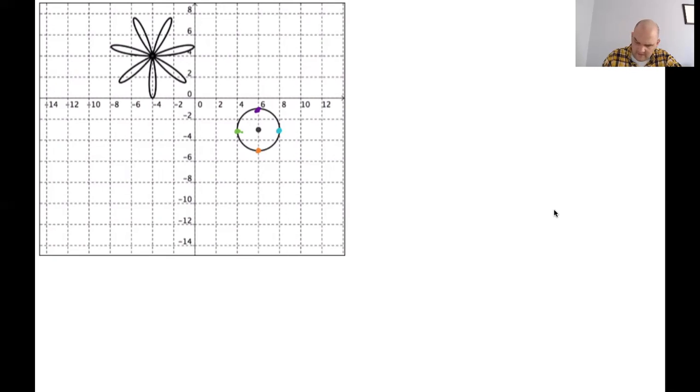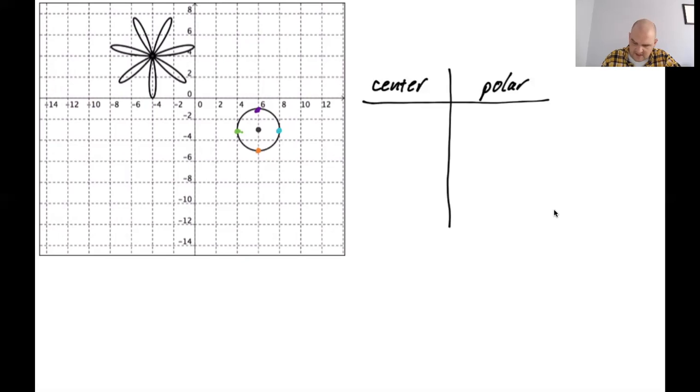I'm fairly confident. So if the center is here, then the polar curve will be this. We're going to make a table. Okay, so if the center is 6, -3, which is the actual middle, then that's just a circle that has a radius of 2. So then the polar curve is actually just r equals 2. And that's probably the one that most people would go with.